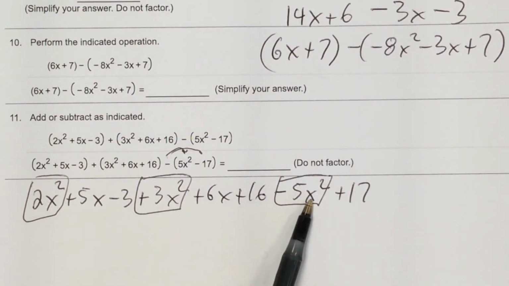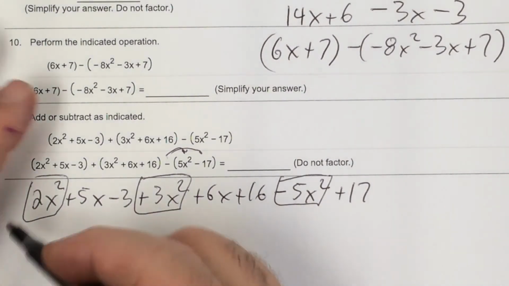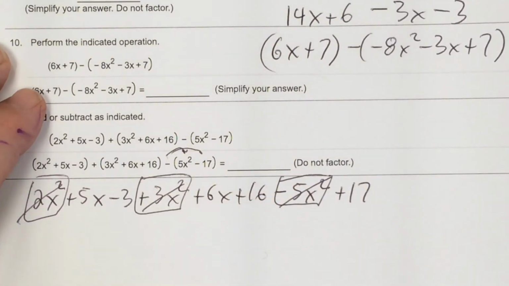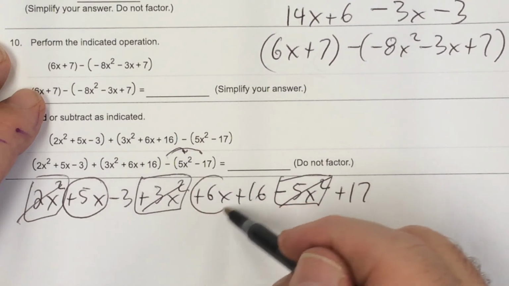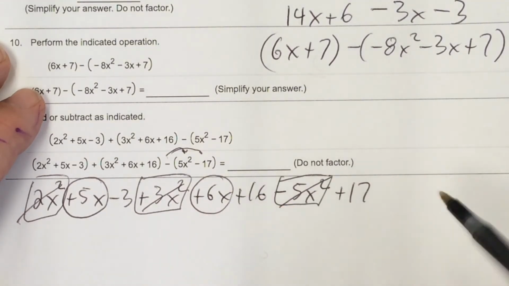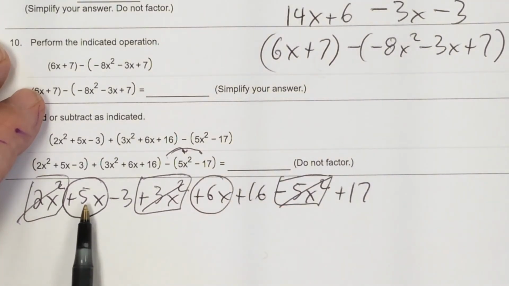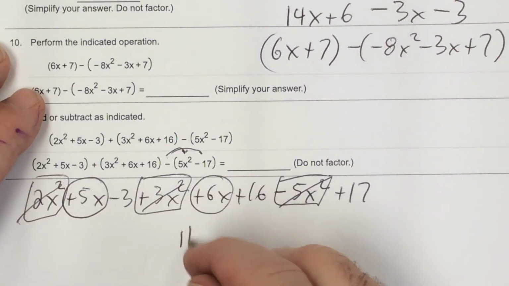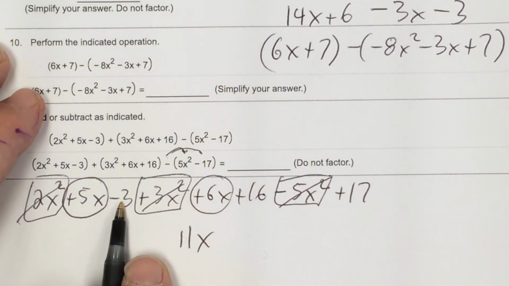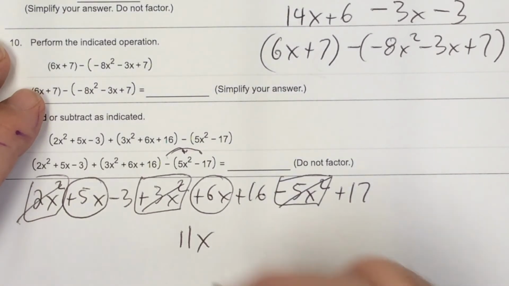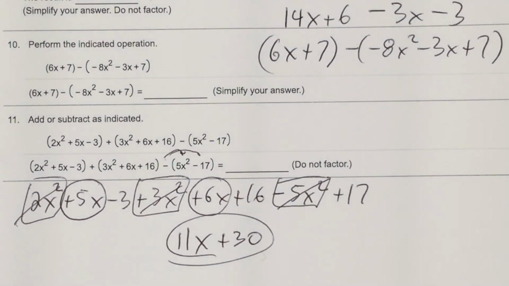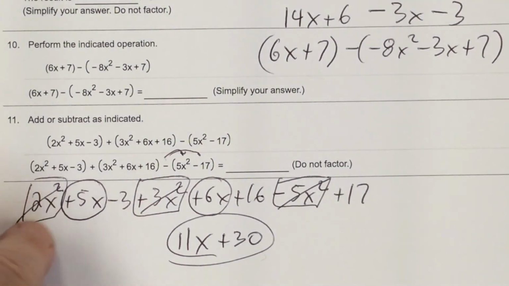2 plus 3 is 5, minus 5, 0. That is gone. We have 5x plus 6x. That's it. No other x terms. 5x plus 6x, 11x. Negative 3 plus 16, that'll be 13. 13 plus 17, that'll be 30. Give me a final answer of 11x plus 30.